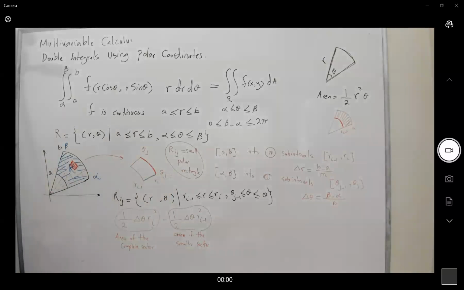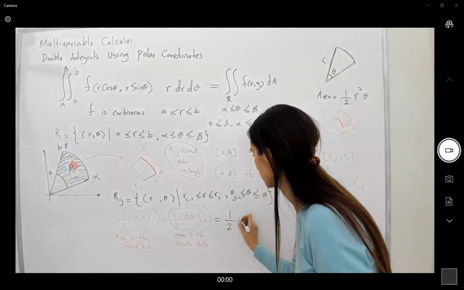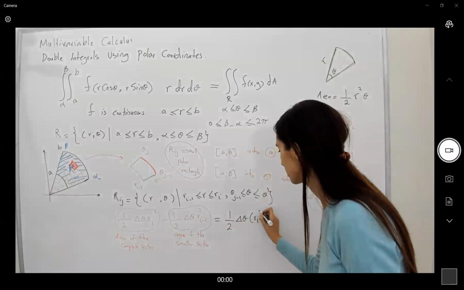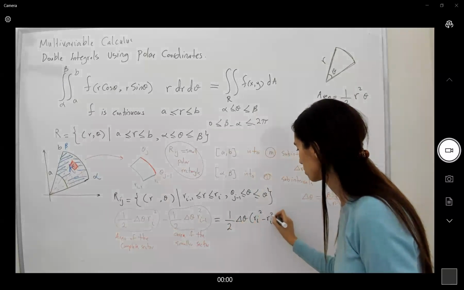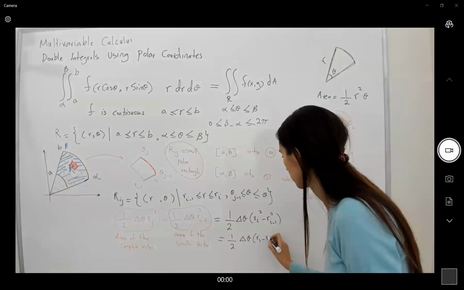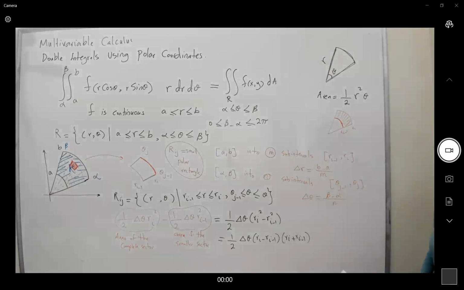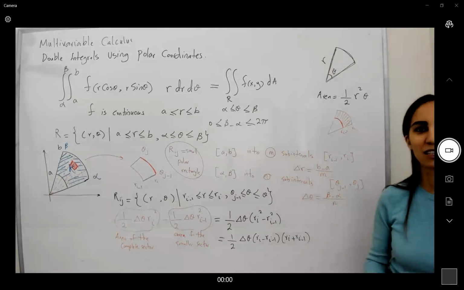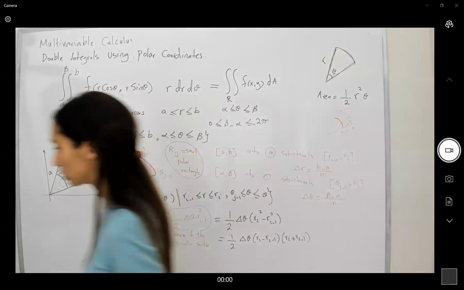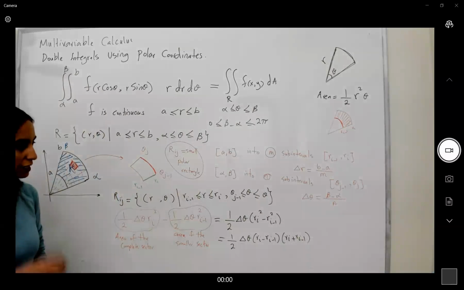There you go. Excellent. So this is what we have so far. We can simplify this and we get a half delta theta times Ri squared minus Ri minus 1 squared. This can be written as a half delta theta times Ri minus Ri minus 1 times Ri plus Ri minus 1. Very well. Now we need a little bit of definition because we want to write it in the format that makes more sense for us.